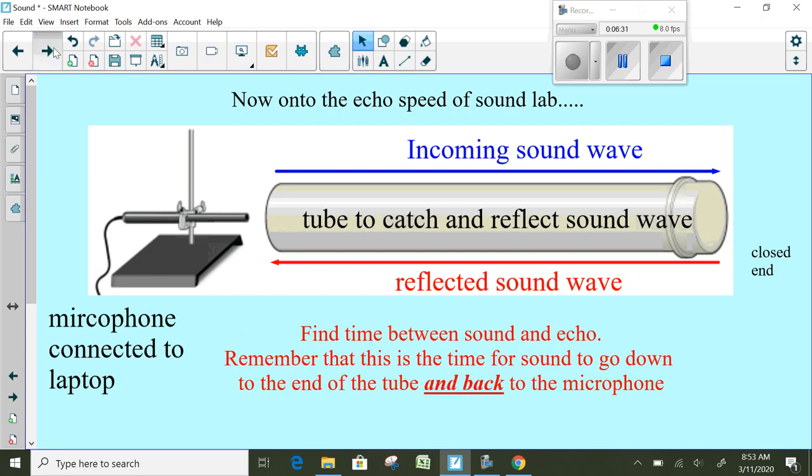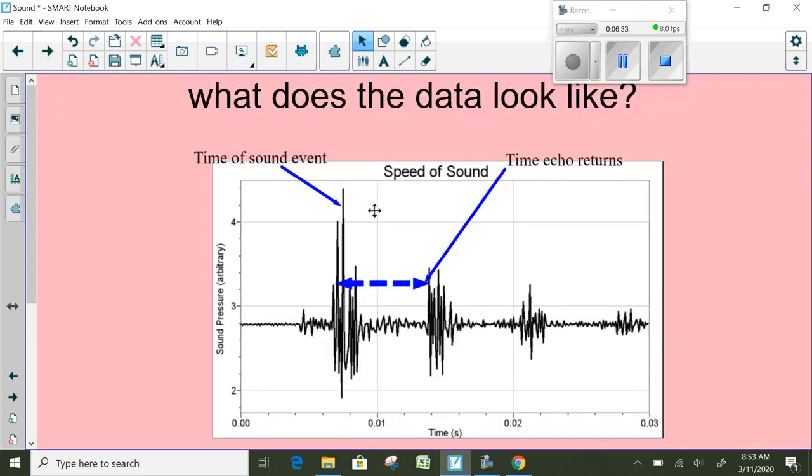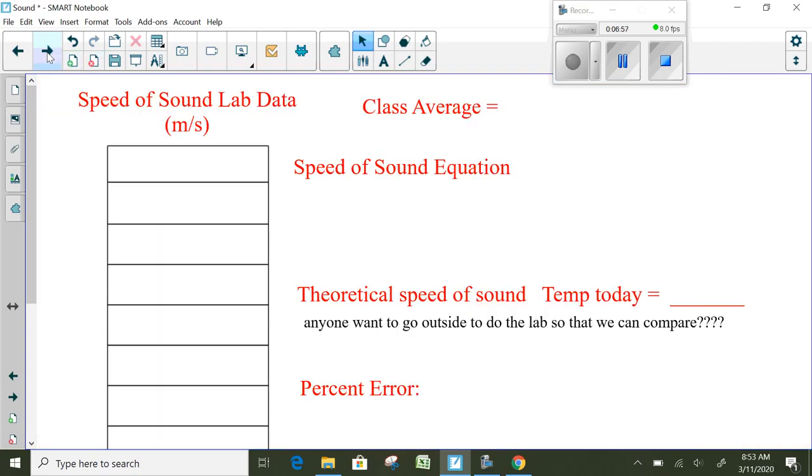Now on the computer, it looks like this. The computer can do this because sound's traveling so quickly. We can't do it with a stopwatch. We make a sound at some point in time, the sound travels down the tube, hits, and comes back, and then we hear the echo. So this time interval is really for the distance down and the distance back. And from that, we calculate the speed of sound.